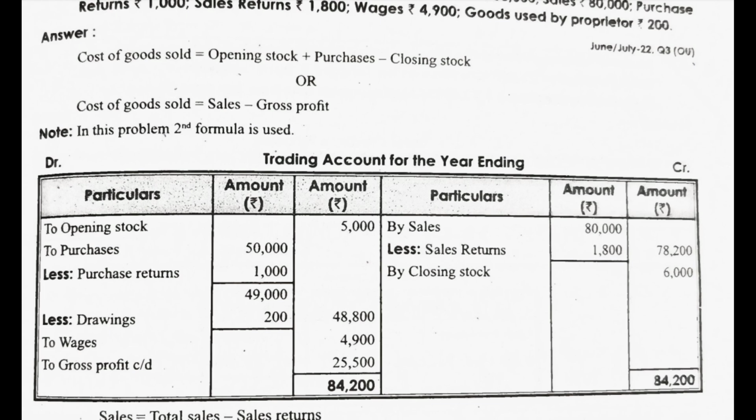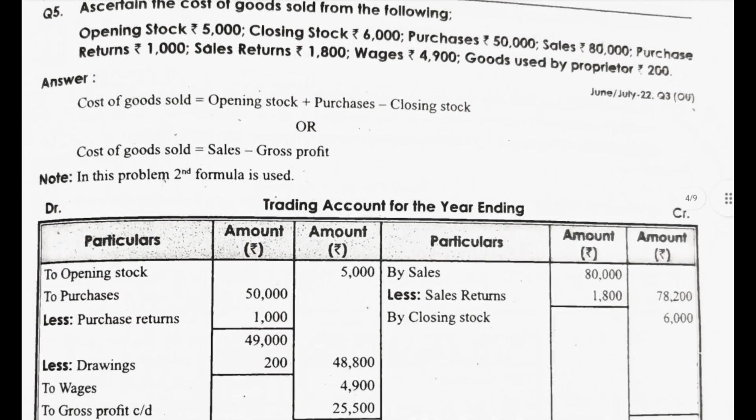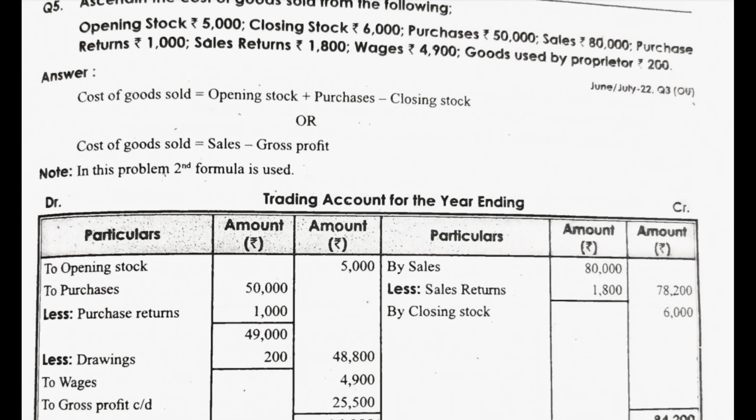Opening stock 5,000, it is given in the question. This 5,000 we have taken. Then purchases is given 50,000. Purchase return also is given 1,000. And whenever goods used by proprietor is given, then we have to deduct it from purchases only. So these 200 also we have to deduct from these purchases.